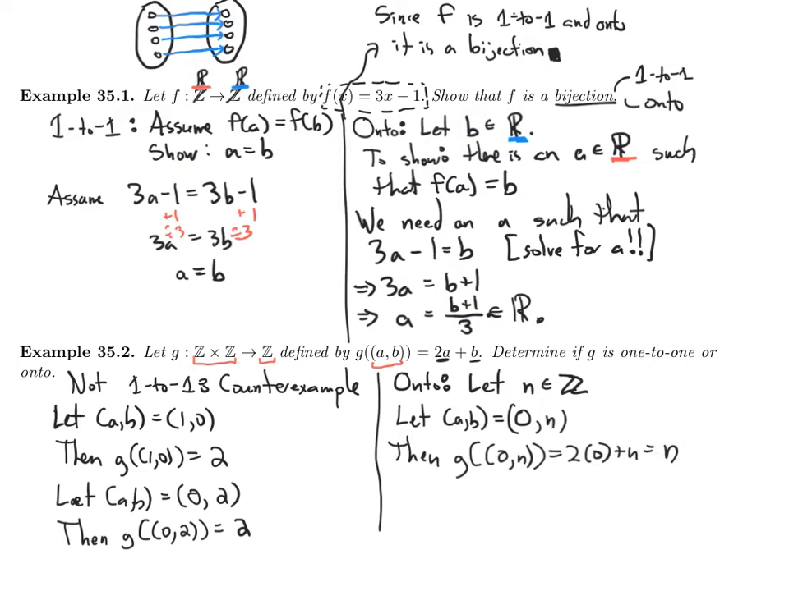to that element n. And remember the order of quantifiers here. You have to pick your value in your codomain first, and the existence value, the one you need to find, can depend, and a lot of times should depend, on the thing you picked beforehand. So in this case, it depends on n. It's the ordered pair 0, n. So this function g is not 1-to-1, but it is onto.